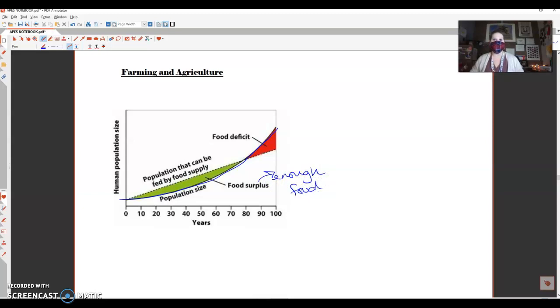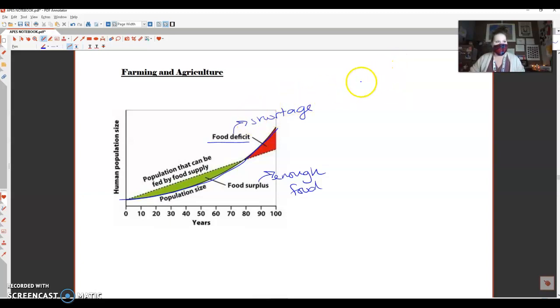All right? But when the human population keeps increasing and increasing and increasing, and we don't see it stopping anytime soon, we're going to have what we call a food deficit. So this is going to be the shortage that we really need to avoid at all costs because we don't want to have global hunger.